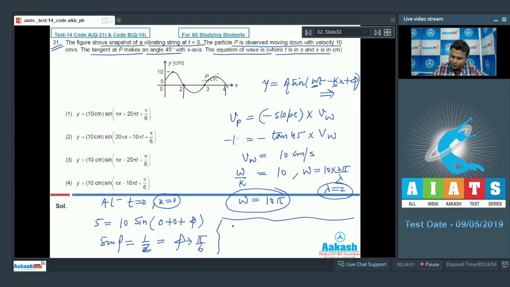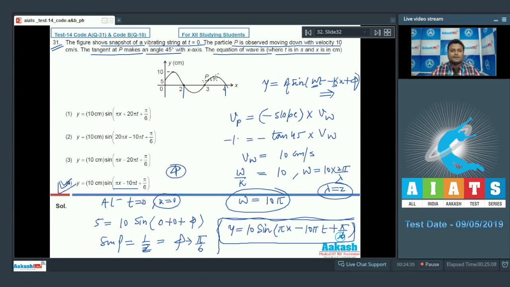Now therefore we can write the equation without any doubt. Y equals a, that is 10 sine of kx minus omega t. So k is 2 pi by lambda, that is simply pi x. So kx minus omega t, that is 10 pi t, plus phi, that is pi by 6. So this is the equation ultimately we will get. Now let us check the options. Fourth option is perfectly matching, so we can go with this fourth option, which is absolutely correct.